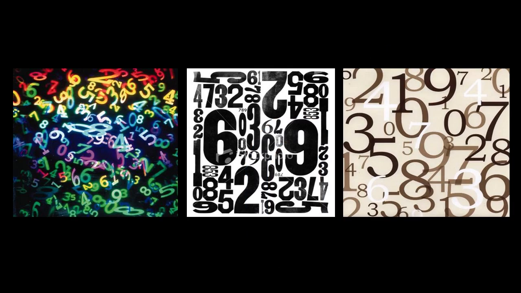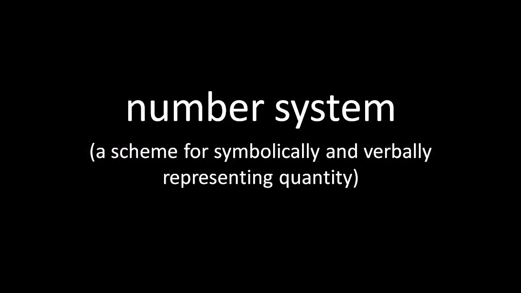It works out that the key to representing any kind of data as bits is to first use bits to represent numbers. So that's what we'll cover in this video. How do we represent numbers as bits? To represent numbers as bits, we first must understand the concept of a number system. A number system is a scheme for symbolically and verbally representing quantity. Now, of course, in a sense, you already understand a number system because you already use one, the system called decimal. Decimal, though, is just one number system, one we've settled upon for historical and largely arbitrary reasons.